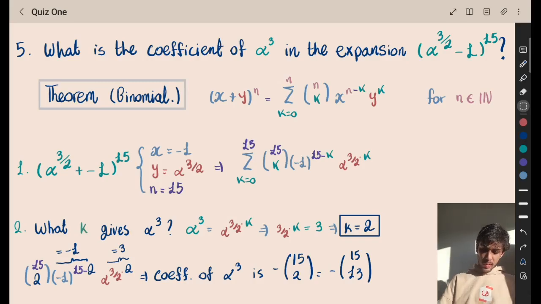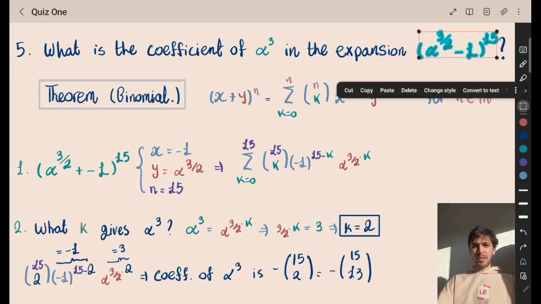Otherwise, you could proceed by expanding and multiplying this same expression by itself 15 times, which again, I'm not going to be there to witness.